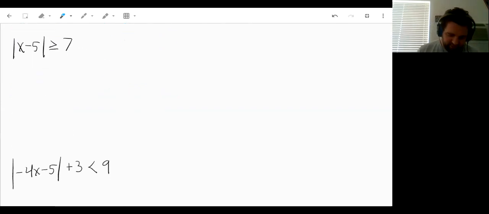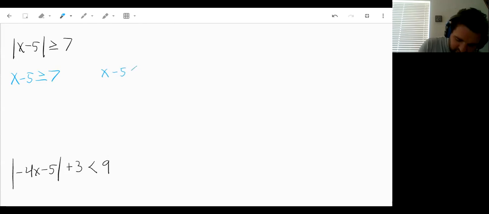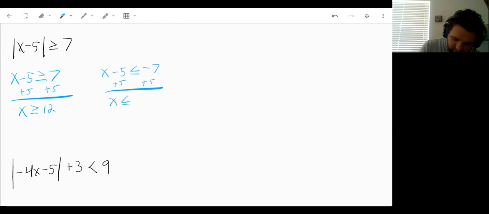X minus 5, absolute value is greater than 7. So you'll have the option where nothing changes, and it's exactly as written. We will also have the version where it actually is flipped for the direction of your inequality, and it's a -7. Well, now we can go ahead and add that 5 to each side, so we get an x is greater than or equal to 12, or add the 5 to both sides, and x is less than or equal to -2.